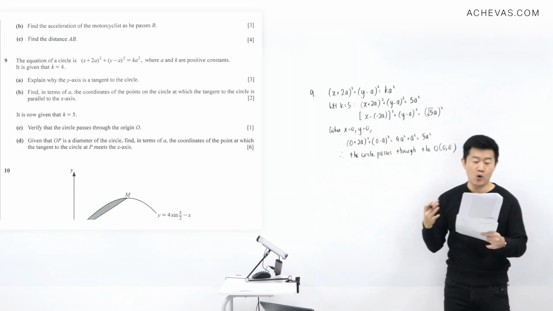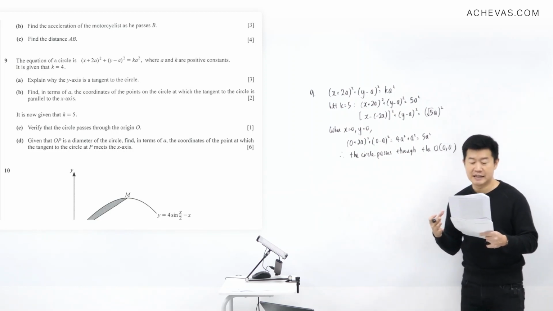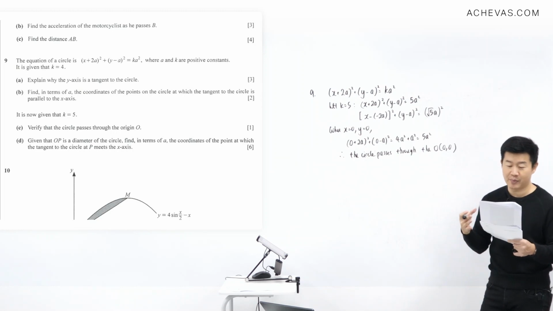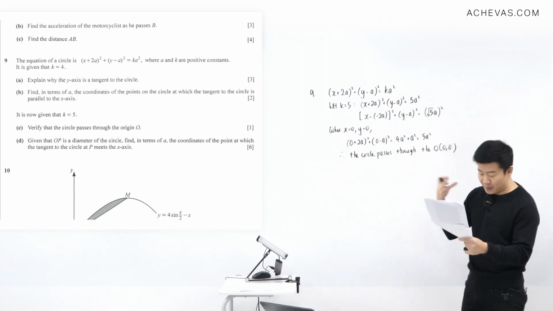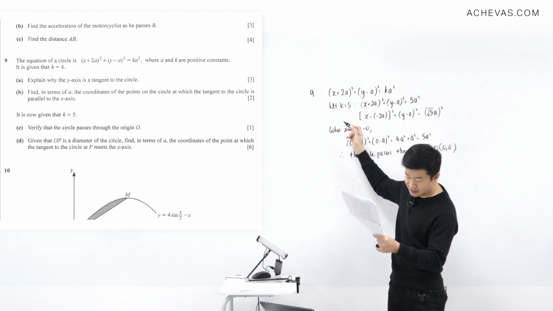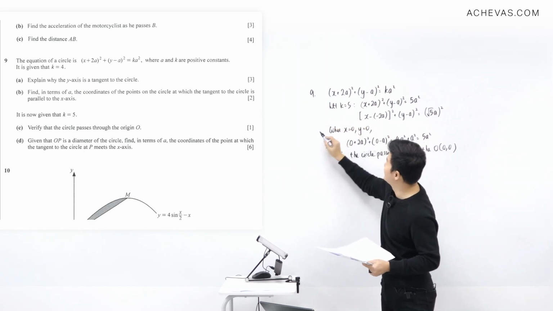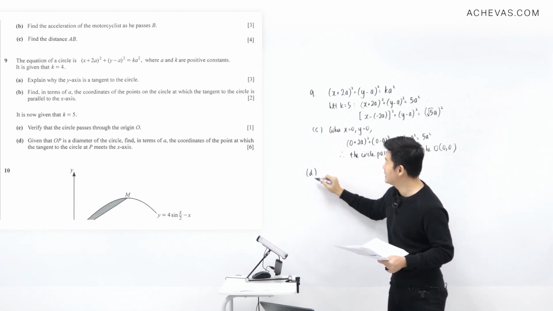Part D, we are given OP, which is going to be the diameter of the circle. We want to find, in terms of a, the coordinates of the point at which the tangent to the circle at point P is going to meet the x-axis. We need a bit of visualization, so I'm going to do a quick sketch for us. This was part C. Let's move on to part D.